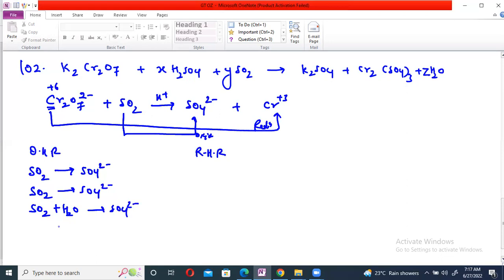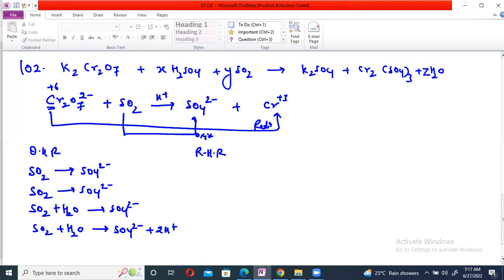Balance the hydrogen atoms, because it is in acidic medium, by adding H plus ion. So SO4 2 minus plus 2H plus. Now the charges: plus 2, minus 2, 0, 0. It is balanced here, right? Because minus 2 and plus 2 are here. Hydrogen is 2 here, so we got 2H plus.